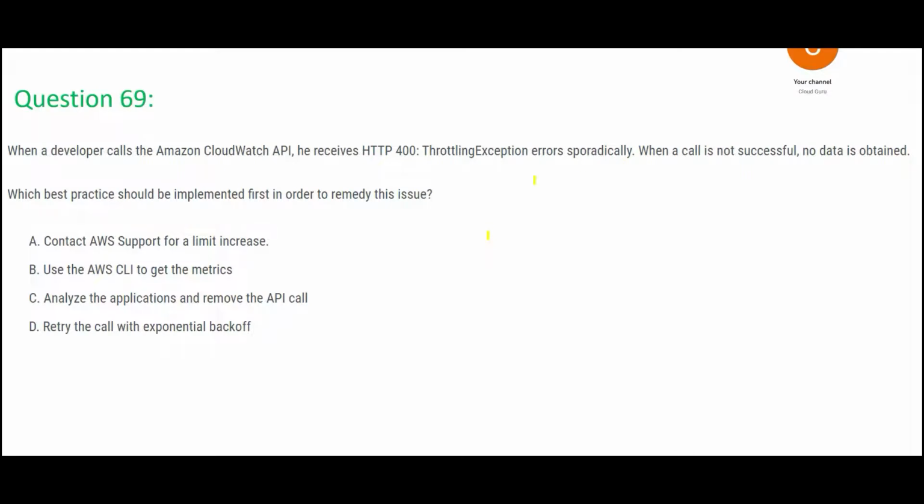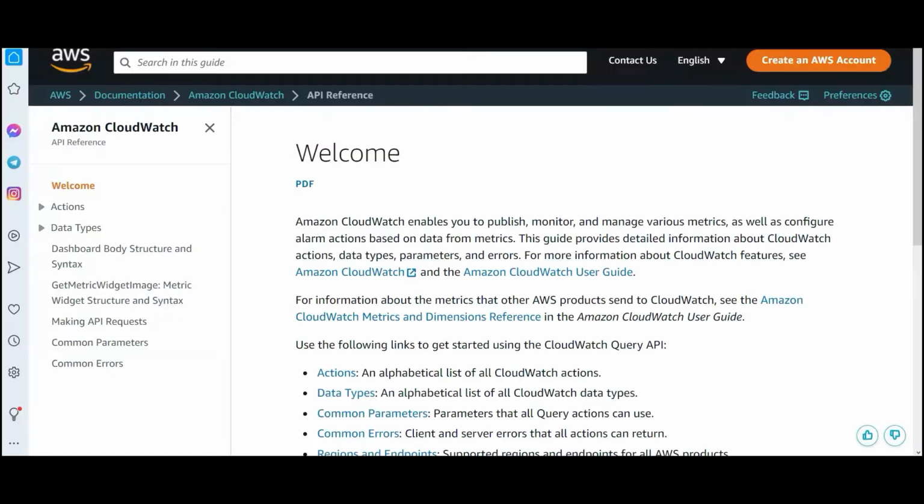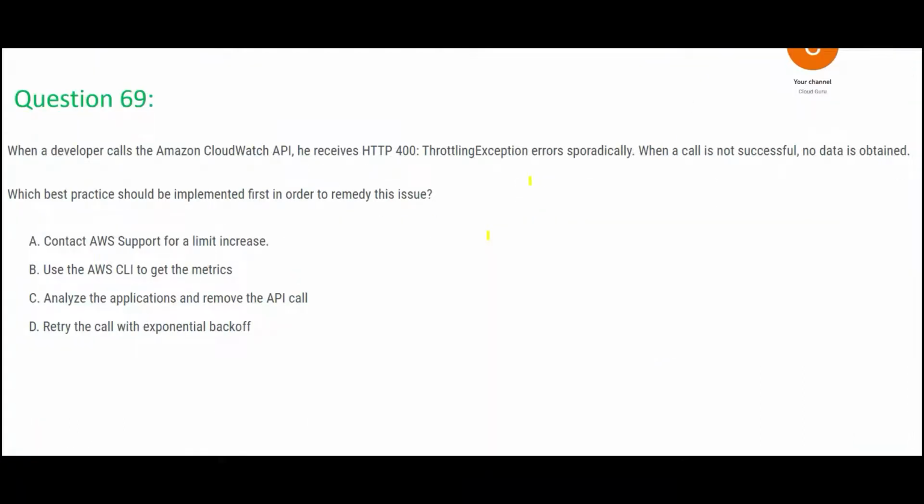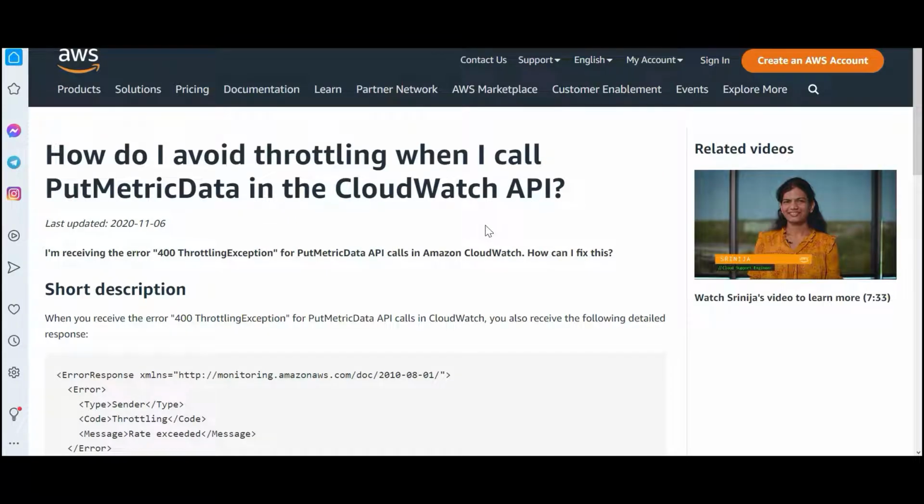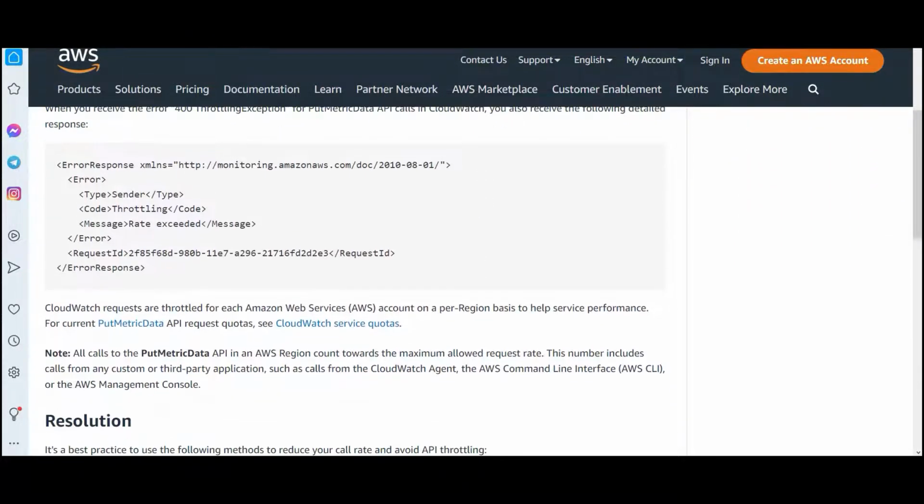Now there is another question on 400. So what is the story all about? There is a guy calling CloudWatch APIs, and the purpose of CloudWatch is to publish and monitor metrics. And when this guy is calling the API, he is getting a 400 throttling exception error. Now there is a whole blog on how to avoid throttling issues. You can have a read.